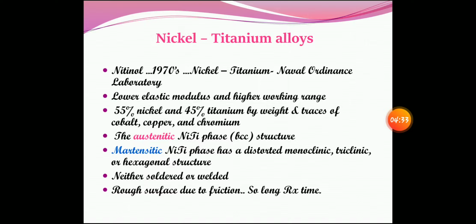As in stainless steel, there are 2 forms. Every alloy will have phase transformations and forms. Here the austenitic nitinol phase is body centered cubic, whereas martensitic nitinol has a distorted monoclinic, triclinic and hexagonal structure. Neither can be welded or soldered. This is a negative point of this alloy. Because of the rough surface due to friction present with this alloy, it takes a longer time for the treatment to happen with this kind of alloy.